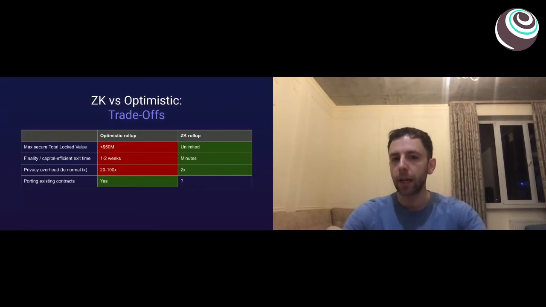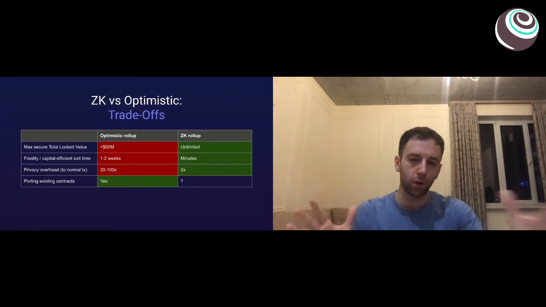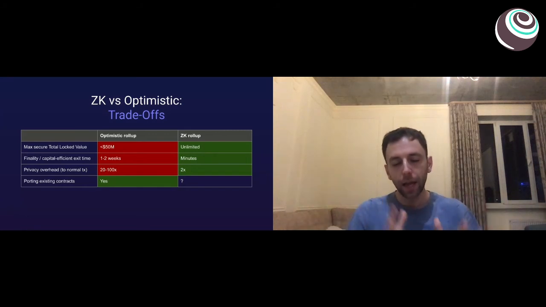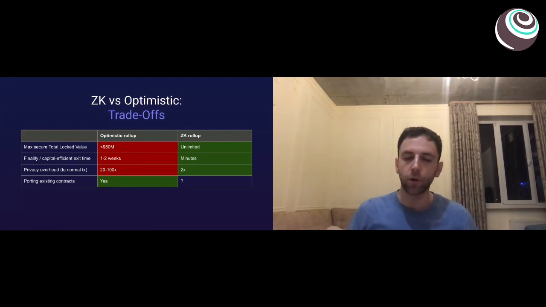I will post a link to this attack description to the chat as well. You can check it out. But this is roughly the limitation. So if your rollup has less than a couple of dozens of millions of dollars in it, it's probably going to be reasonably secure if you have a lot of validators or monitors.